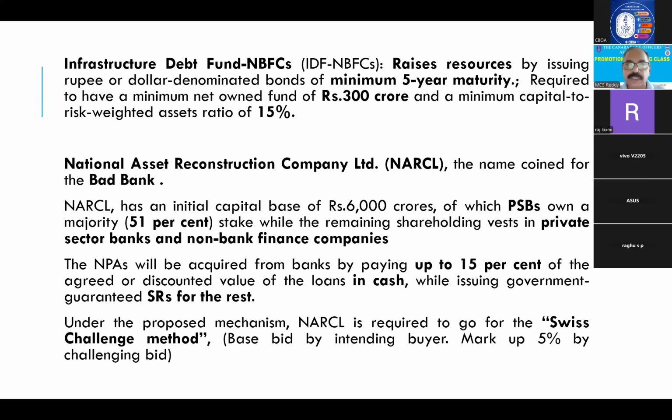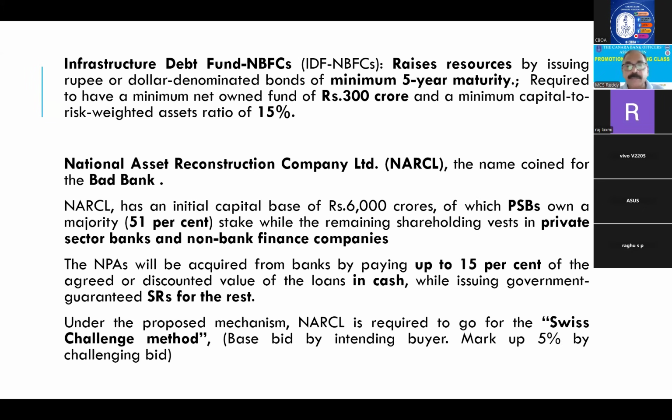IDF NBFC, what is their minimum net owned capital? It means 300 crores, and their CRAR is 15%. Next, the bad bank we called earlier. Now it is National Asset Reconstruction Company Limited, NARCL, earlier called the bad bank. It is formed by all banks only for purchasing NPAs, so that we will get rid of our NPA and concentrate on our business. This is the purpose of this.